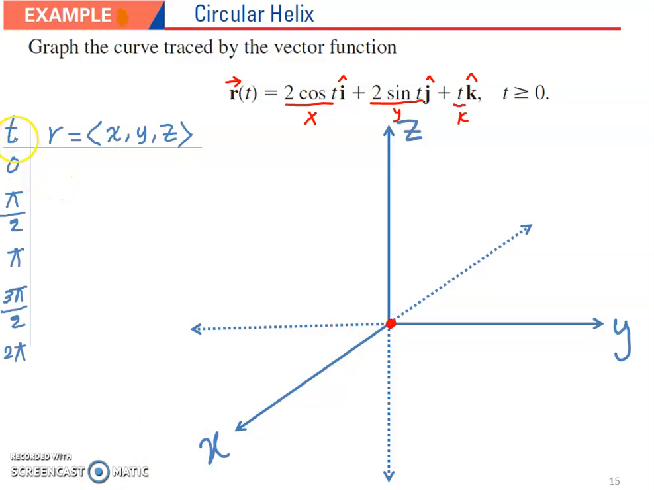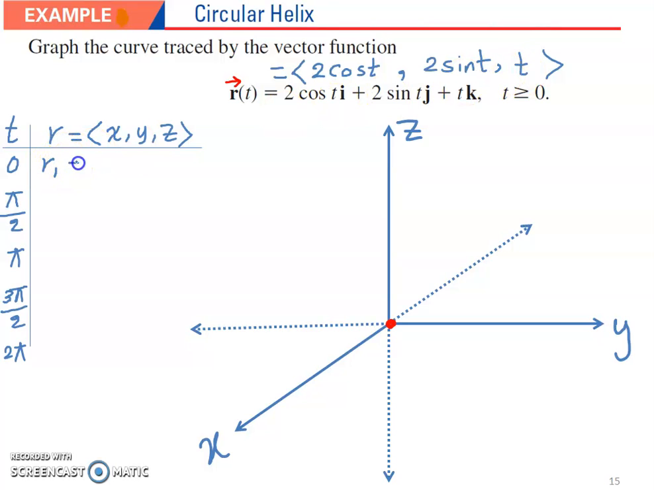So I'm going to assume the value of t 0, pi over 2, pi, 3 pi over 2, 2 pi, because we have cosine and sine, and we cannot take minus pi over 2 minus pi because this is given in the question, a condition that value of t is equal or greater than 0. So I'm going to write the vector r as following. X is 2 cosine t, y is 2 sine t, and z is t.